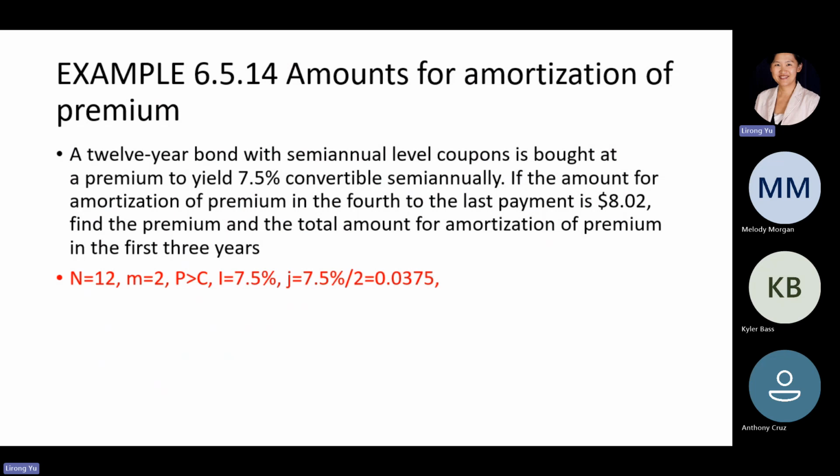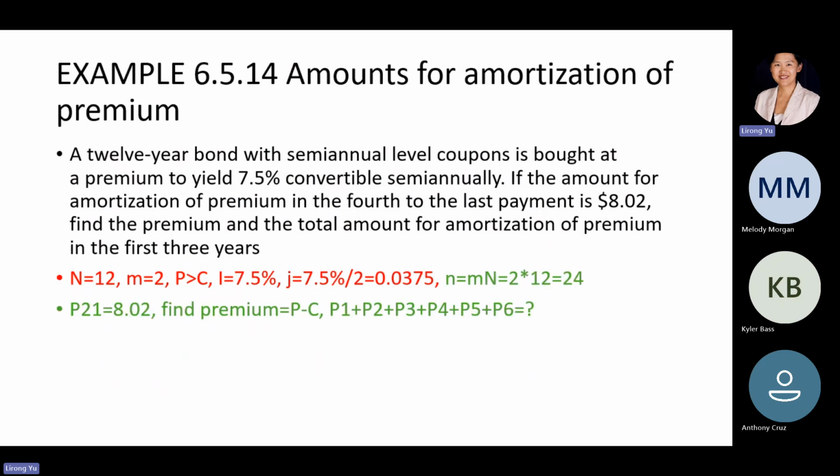Right, it did say it was bought at a premium. That only indicates that P is higher than C. It doesn't give any other information. All we know is it's sold at a premium. Any question? So I'm reading the first sentence and labeling what it tells me with a mathematical formula. And now we know it's 12 years, 2 payments per year. So the total number of payments is 2 times 12, that's 24.